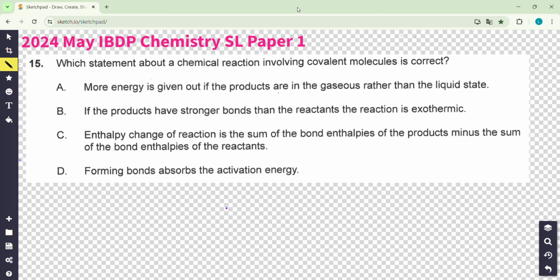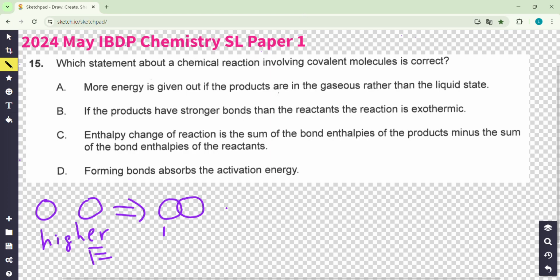Question 15 asks about the concept of bond energy. So remember, individual atoms have a higher energy, okay? When they form a bond, they become lower energy, more stable, right? So in this process, they release the energy, the bond energy, or you call it a bond enthalpy. So energy is released during bond formation.